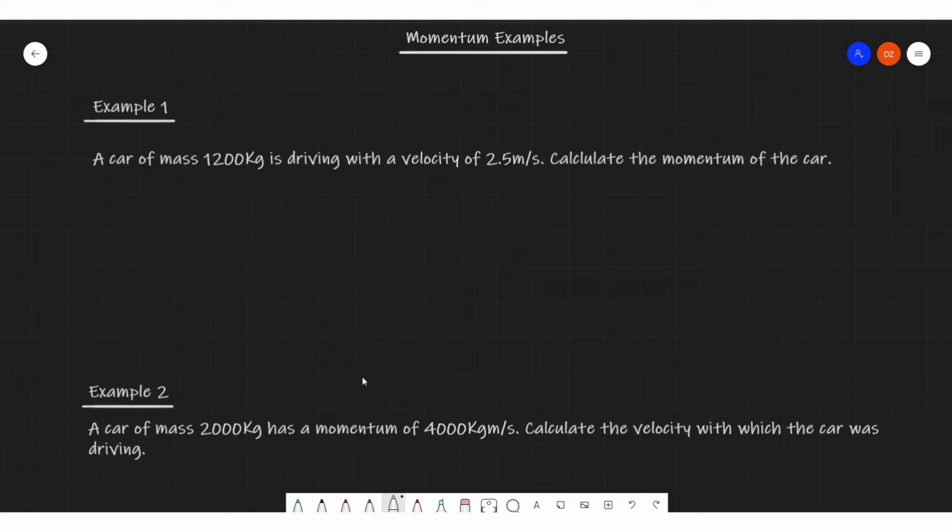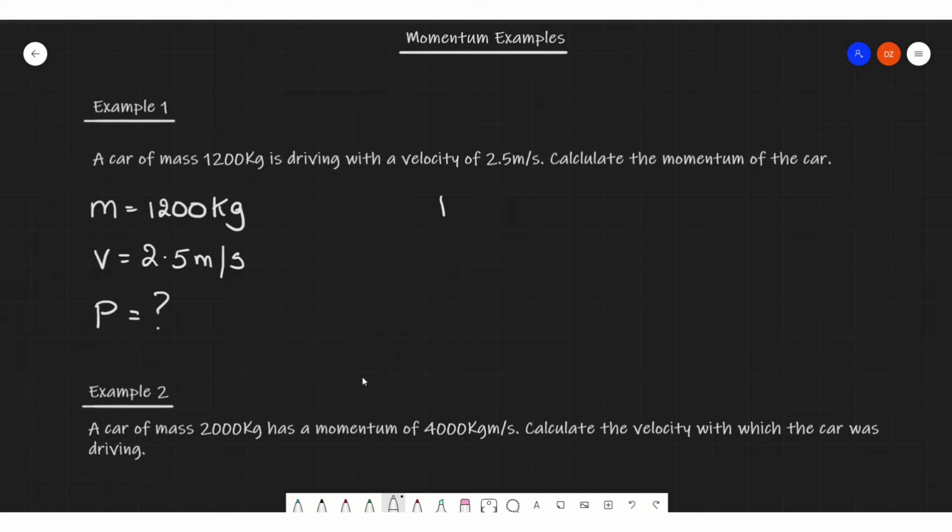Okay, so let's look at the following three examples. Let's look at example number 1 first. A car of mass 1,200 kg is driving with a velocity of 2.5 meters per second. Calculate the momentum of the car. Ideally, the first thing you do is write down the value of mass and velocity on the side, so you'll know exactly what information you are given in the question. So in this case, we have mass equals 1,200 kilograms, velocity is equal to 2.5 meters per second, and we need to find the momentum.